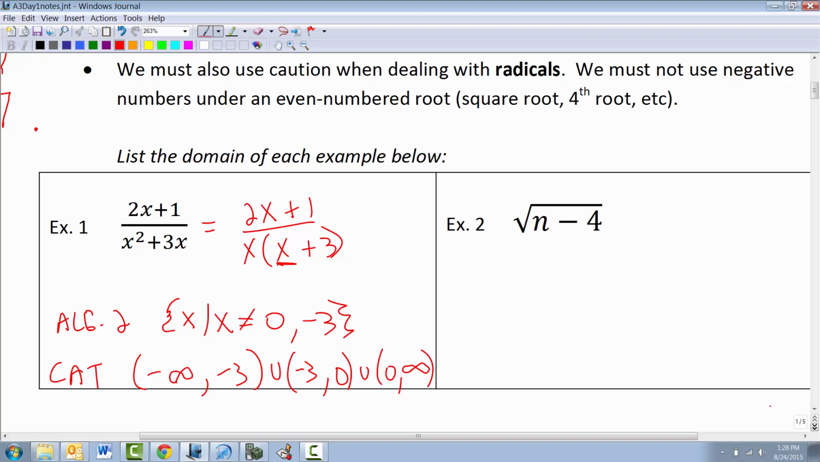All right. So you can take the square root of 0, and the square root of 0 is 0. So what am I getting at? What can we plug in for n? Can we plug in 4? Yes? Can we plug in 5?